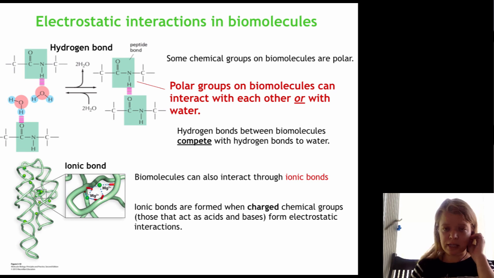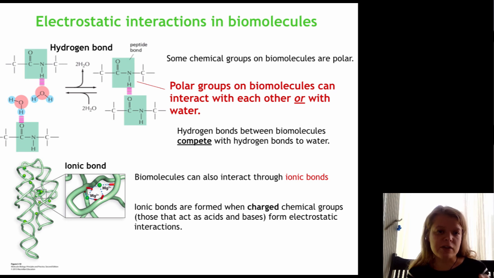Also, as this last sentence says, the hydrogen bonds between biomolecules compete with the hydrogen bonds that the water that surrounds everything in a cytoplasm forms. So an interaction between the biomolecules needs to be more stable than the water, or the water needs to be excluded some way so it doesn't interfere in that particular hydrogen bonding process.